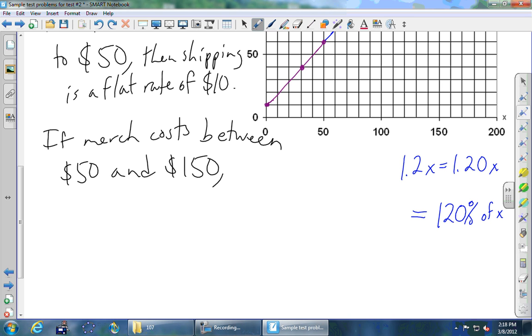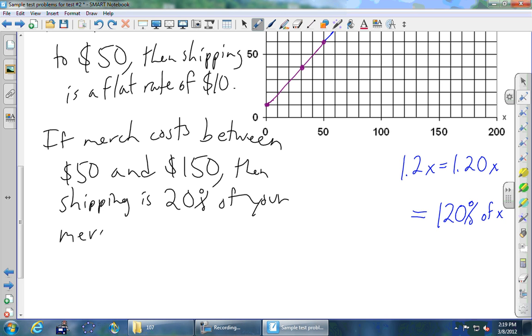And so what that means is that you're paying your x, that's your 100%, but then there's this extra 20%, and it must be that that extra 20% is the cost of shipping. So if your merchandise costs between $50 and $150, then shipping is 20% of your merchandise cost.